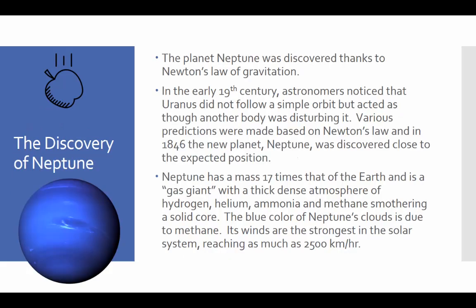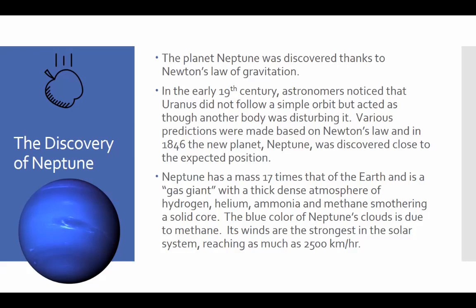Now, there's a really cool example of where this was utilized, I should say, and that was when we discovered Neptune. In the early 19th century, astronomers noticed that Uranus did not follow a simple orbit, but acted as though there was another body disturbing it. Various predictions were made based on Newton's law, and in 1846, the new planet Neptune was discovered close to the expected position. So we use the math as a predictive tool to determine the existence of a planet that had yet to be discovered.